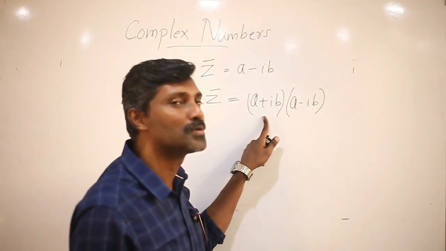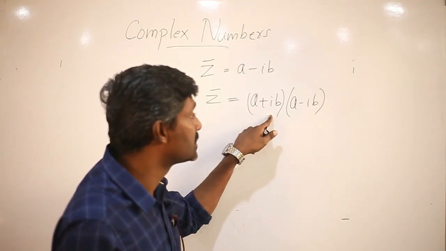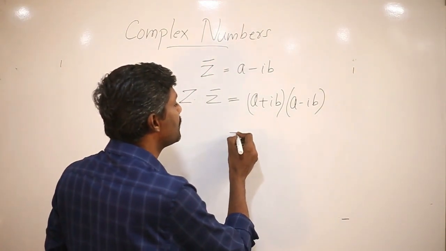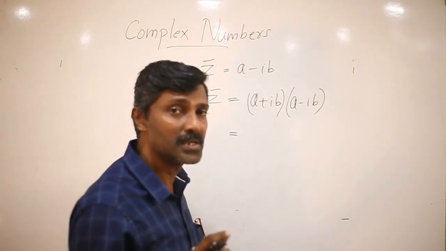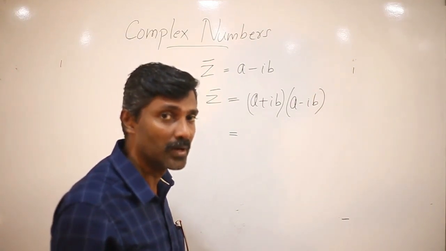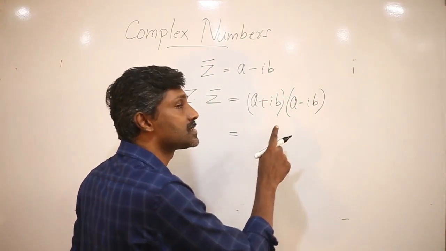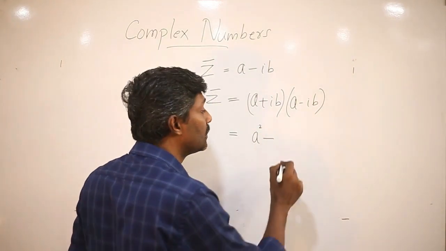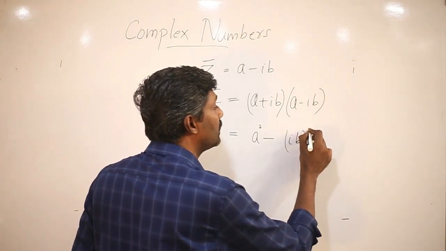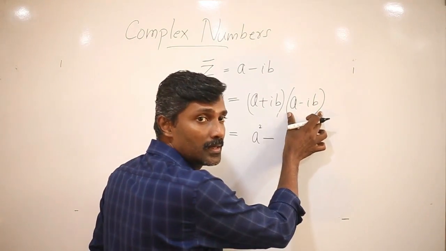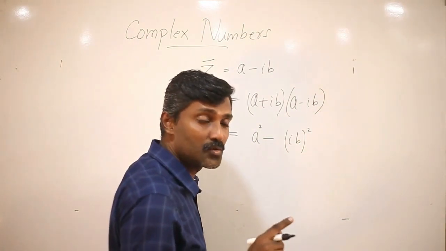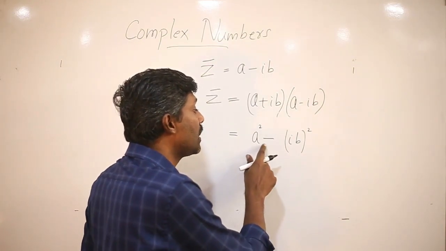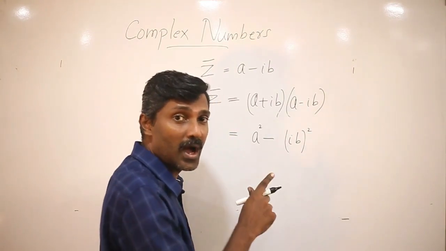Now have a look at this. What do you see? This is a plus ib, this is a minus ib. Just like (a plus b) into (a minus b), right? So we have the same result here. (a plus b) into (a minus b) is a square minus b square. So similarly, we can write (a plus ib) into (a minus ib) is a square minus (ib) the whole square, right? So here instead of b we have ib. So a square minus (ib) the whole square using the identity.